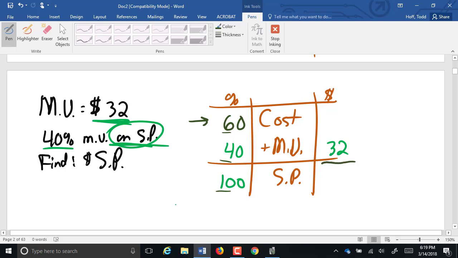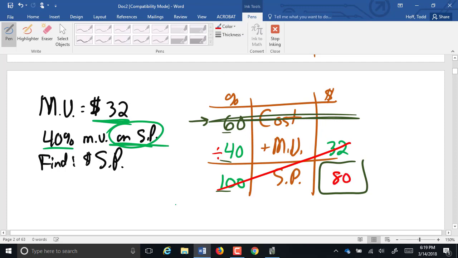Now we're asked to find the selling price, which is this number here. Which row don't we need? The top row, the cost we can get rid of. So I have 100 times 32 divided by 40 is an $80 selling price.